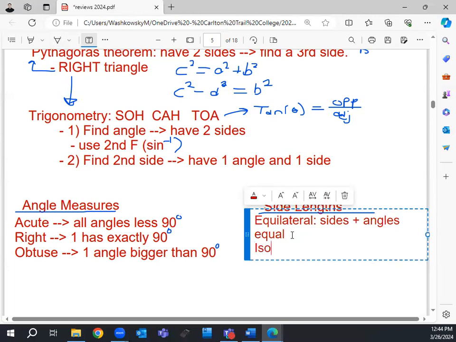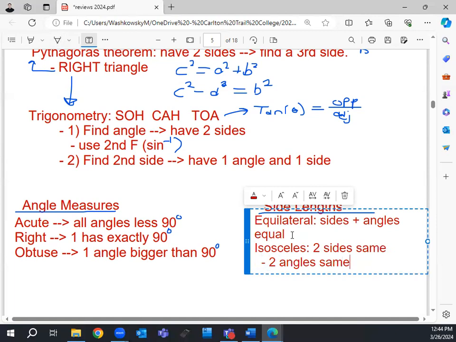We have an isosceles triangle, which is where two sides are the same and two angles are the same, specifically the legs, which I'll show you in a second. And then finally, we have a scalene triangle where everything's different.